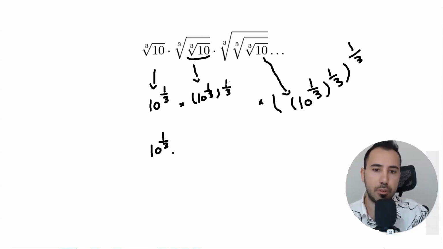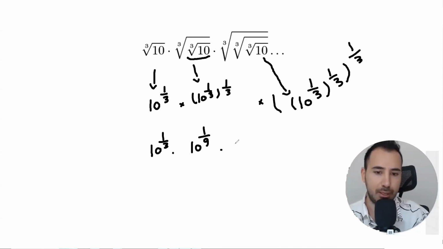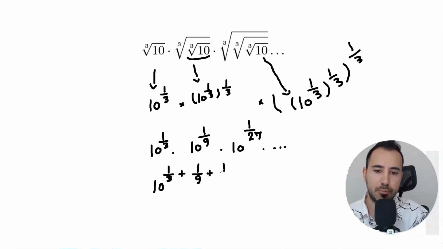Multiplied by. So the power rules, we just have to multiply 1 over 3 by 1 over 3. So I'm going to get 10 to power of 1 over 9. Multiplied by, you see that these two will give 10 to power of 1 over 9, again multiplied by another one. So it's going to be 10 to power of 1 over 27. And this will continue. So as you see, the bases are all 10. So we could add the powers. So we're going to write 10 to power of 1 over 3 plus 1 over 9 plus 1 over 27.